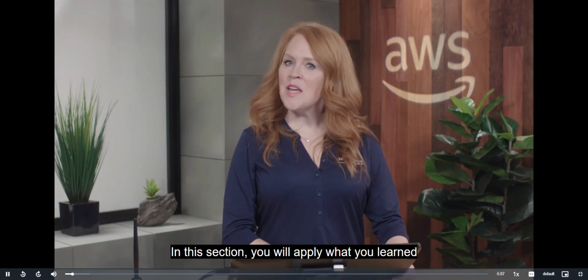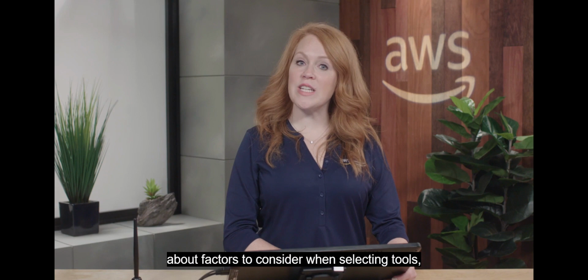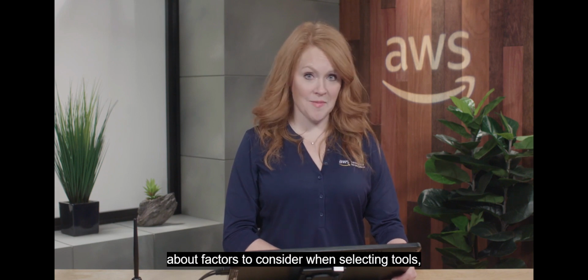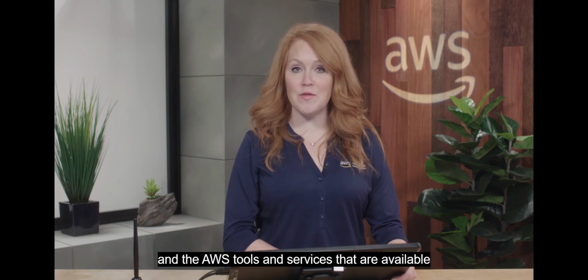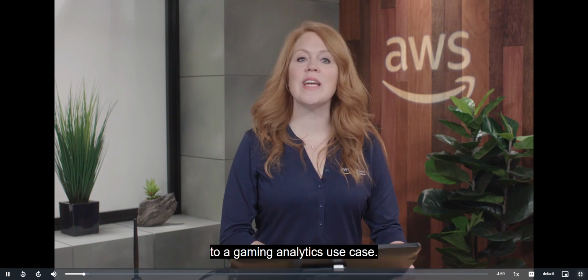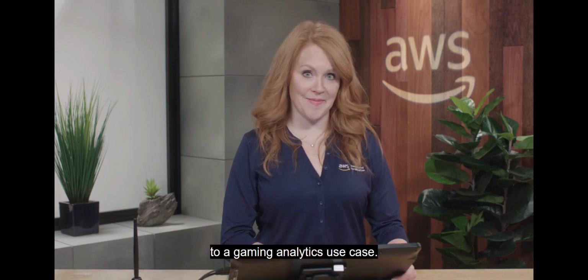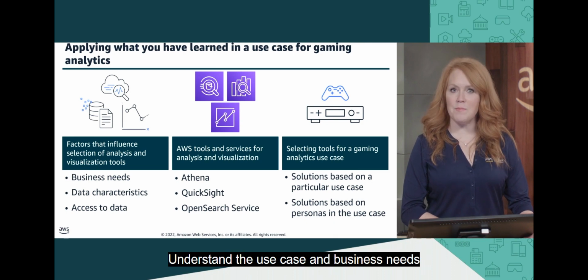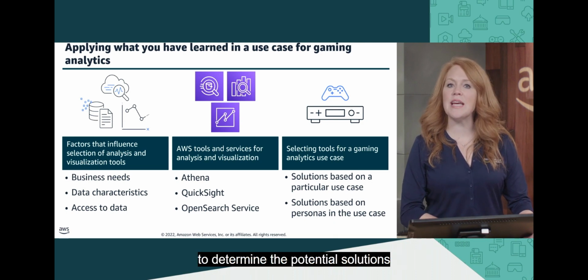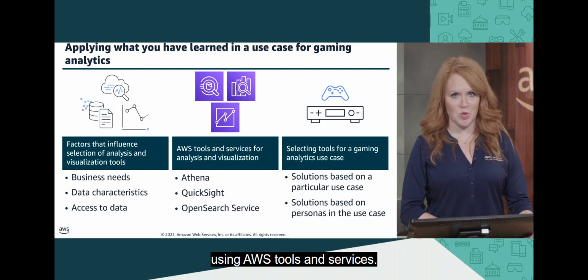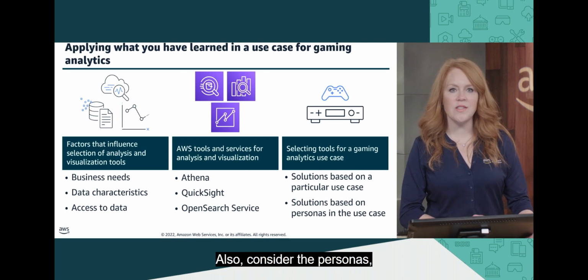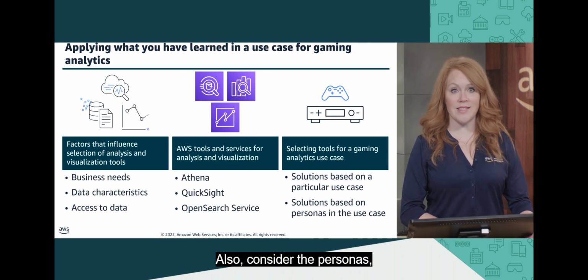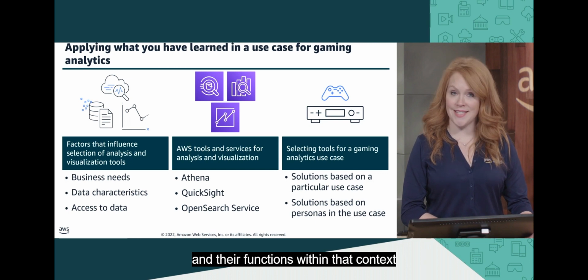In this section, you will apply what you learned about factors to consider when selecting tools and the AWS tools and services that are available to a gaming analytics use case. Understand the use case and business needs to determine the potential solutions using AWS tools and services. Also, consider the personas and their functions within that context as you select AWS tools and services.